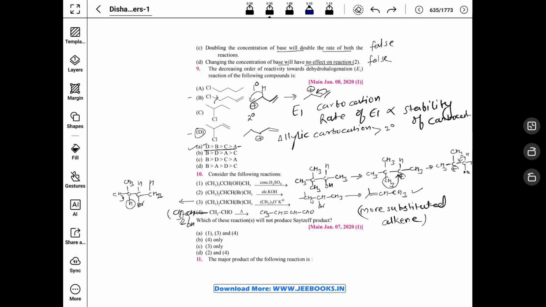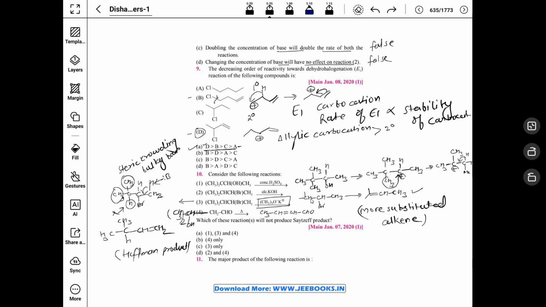But since this tertiary butoxide is a very hindered base, due to which it will not be able to abstract this proton, not possible because of the steric crowding here, steric crowding and bulky base. Therefore it will prefer to abstract the proton from this place and give the less substituted alkene, and this is the Hofmann product.